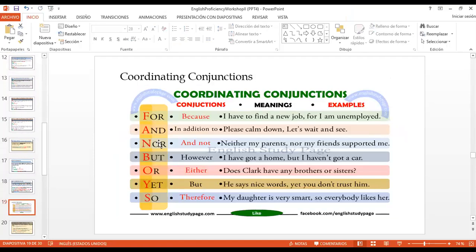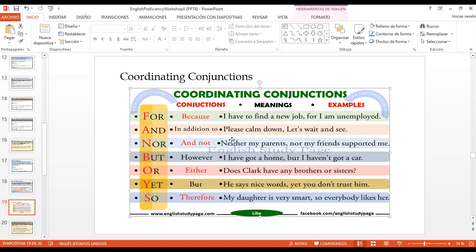You will find it in different forms, but nor here is something for a double negation. So, a specific structure to negate two things. It's the "ni" of Spanish: neither, nor. And for means because. I have to find a new job, for I am unemployed. I need to practice more, for I need to improve my grades.